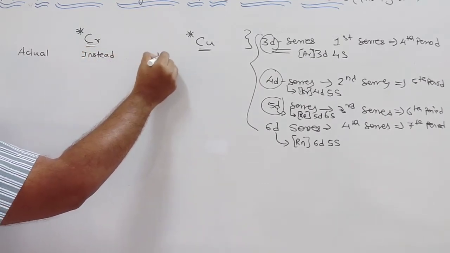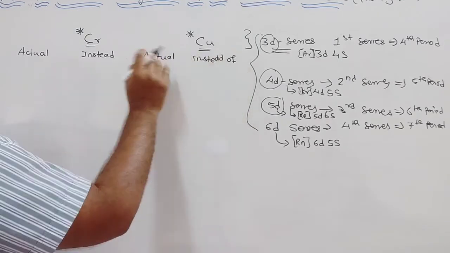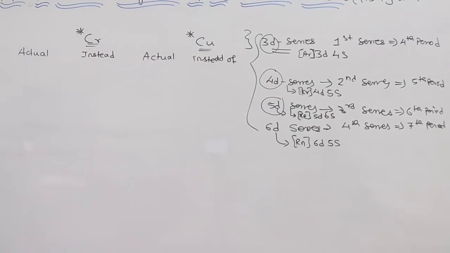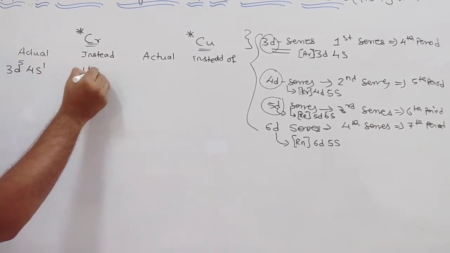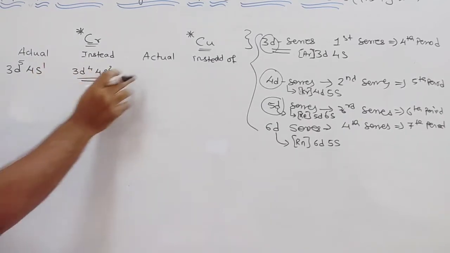Clear? Here also, instead of the expected configuration, when we write chromium, it is given on page number 216. The chromium you can see has a configuration of 3d5 4s1. It is written there, you can see. Instead of 3d4 4s2, this should be there, but actually this is what we have.